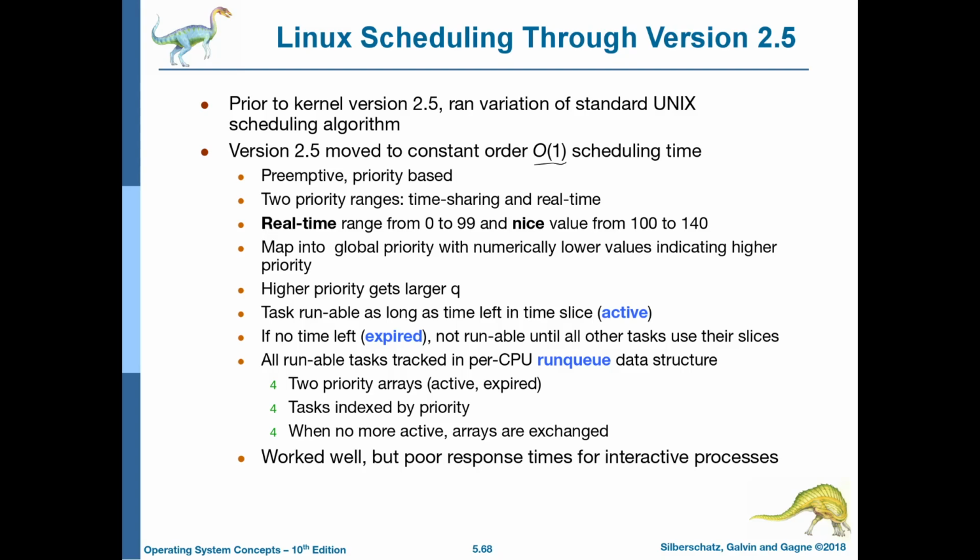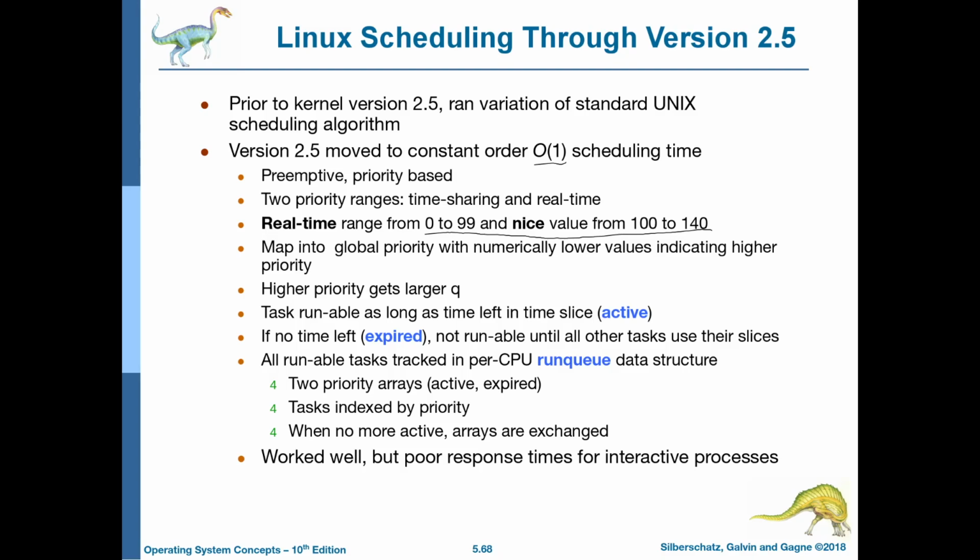It really had two priority ranges, or two classes, if you will, of priorities. It had time sharing and real time. Time sharing is your standard scheduling with no guarantees. And real time was more of a soft real time. You had actual priority values that ranged from 0 to 140. The 0 to 99 range was for the real time, and the 100 to 140 was for what were considered nice processes. This would be considered the time sharing.